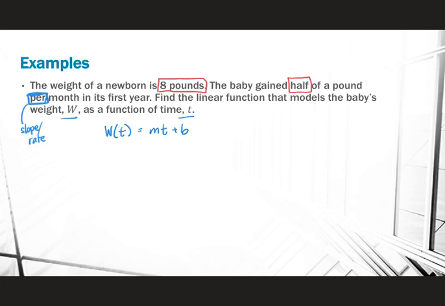So that 1/2 is going to be our m, that's our slope, which means 8 pounds has to be the initial value or the starting weight of the baby. So our formula is going to be W of t equals 1/2 times t plus 8. And that's it. That's all that question is asking for. Give me a function. Cool, here it is.